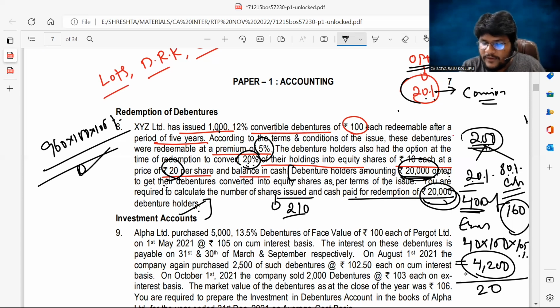That means out of such 200 debenture holders, 20% in the form of equity shares, remaining 80% in the form of cash, so you can consider only 160. 160 into 100 into 105%. That's it, guys. It's very easy. There is no tricky point here. There is only one thing you need to understand. Debenture holders 20,000 means 200 debentures, 20% equity shares, 80% is cash. How many equity shares you need to issue? How much cash you need to issue? That's it.